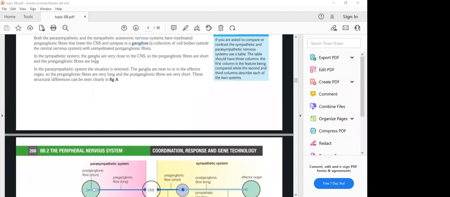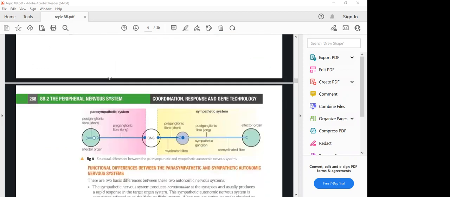In the sympathetic system, the ganglia are very close to the central nervous system. So pre-ganglionic fibers are short and post-ganglionic fibers are long, right? The nerve fiber before the ganglia is the shorter one. The nerve fiber after the ganglia is the longer one. In the parasympathetic system, the situation is reversed. The ganglia are near the effector and the pre-ganglionic fibers are very long. That is just the reverse, right?